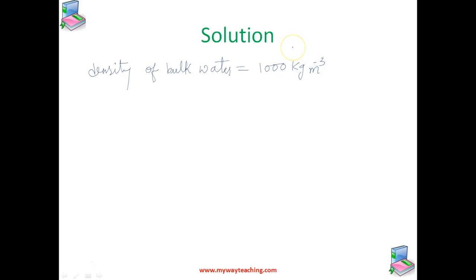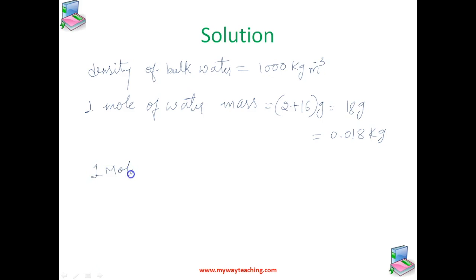Okay. To estimate the volume of a water molecule, we need to know the mass of a single water molecule, isn't it? So we also know that 1 mole of water has a mass which is approximately equal to 18 grams. If you convert it in terms of kg, it is 0.018 kg. Since 1 mole contains how many number of molecules? According to Avogadro's number, it contains 6 into 10 raised to 23 molecules.